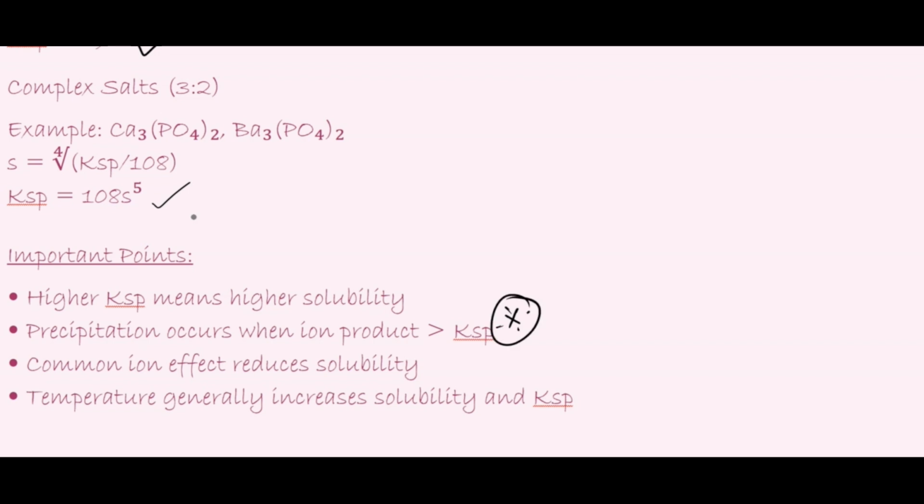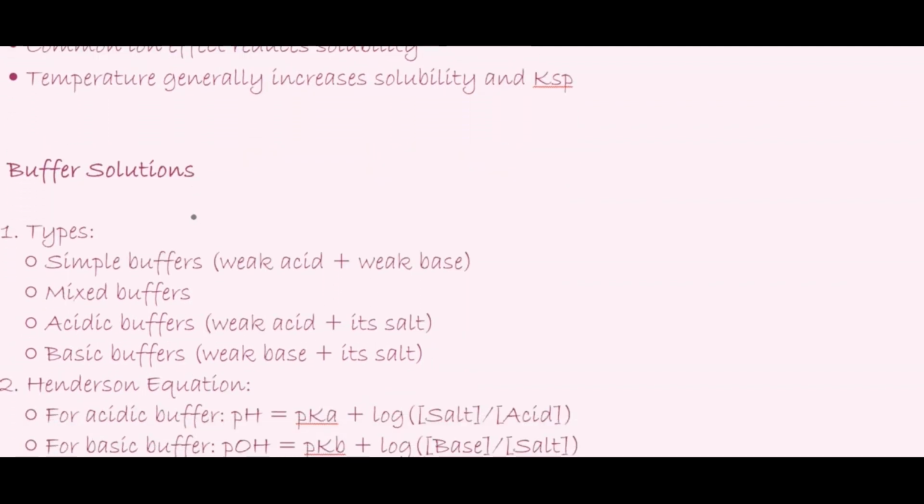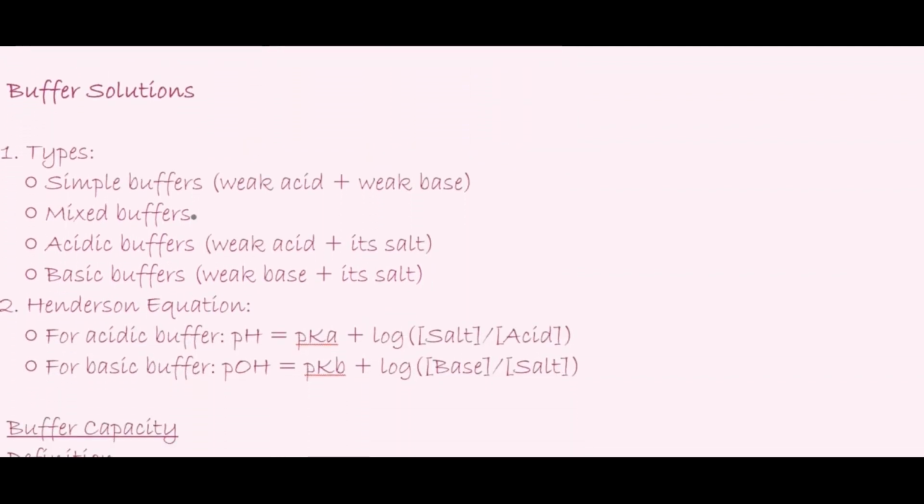The Ksp value is this much. So the ionic product and Ksp are given, and you have to decide whether precipitation happens or not. This kind of question can be asked, so please be careful. And the common ion effect reduces the solubility, that we know, and temperature generally increases the solubility and Ksp values. This we know.